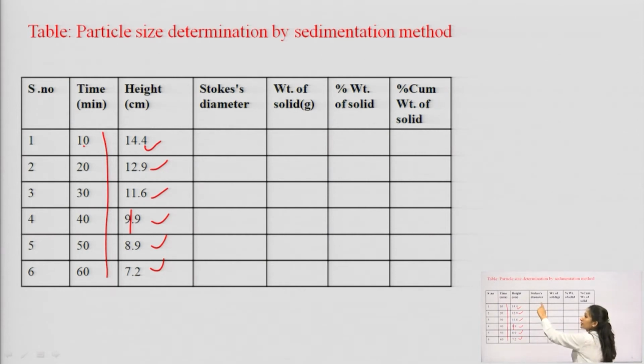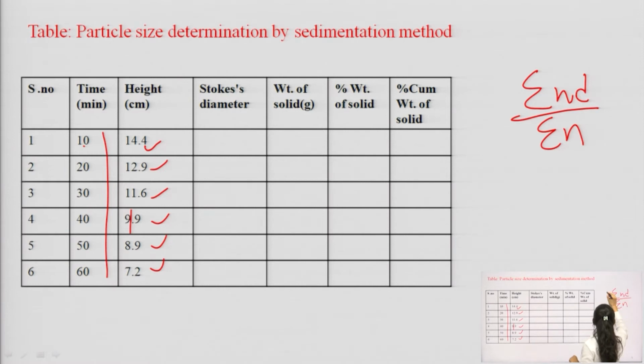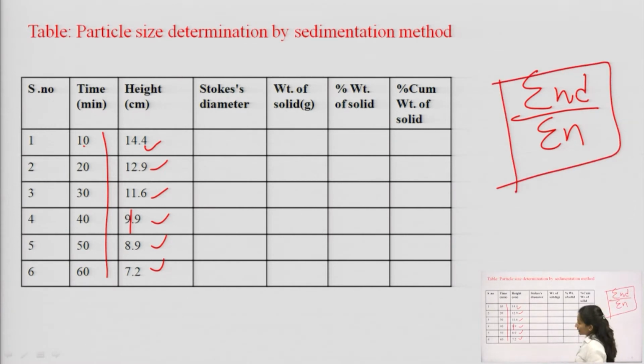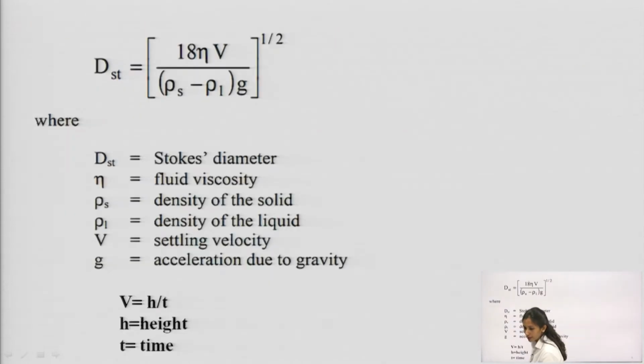Here you have to determine the Stokes diameter. For the determination of particle size by sieving method and optical microscopy method, there was the same formula, that is sigma nd upon sigma n. But for the determination of powder particle size by sedimentation method, there is a different formula, because here we are determining the Stokes diameter, and for the Stokes diameter we are using the Stokes law. And for the Stokes law, how will you calculate the diameter?